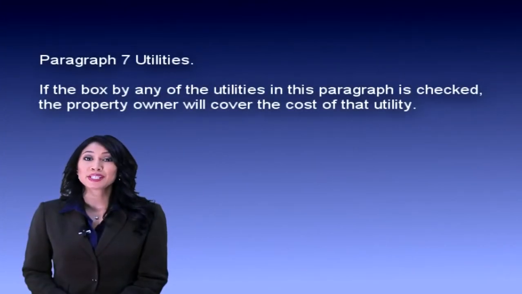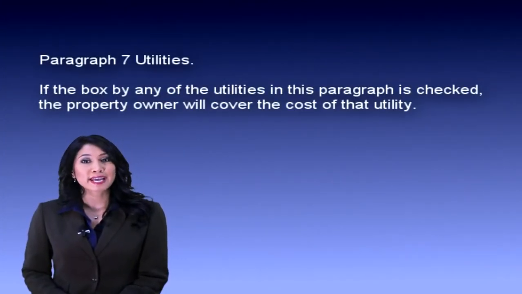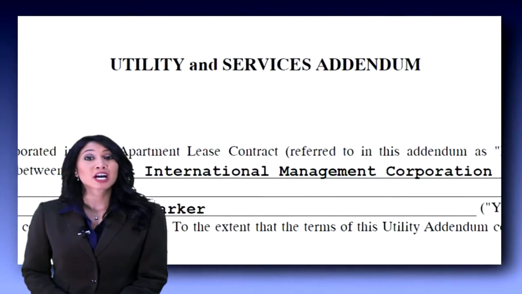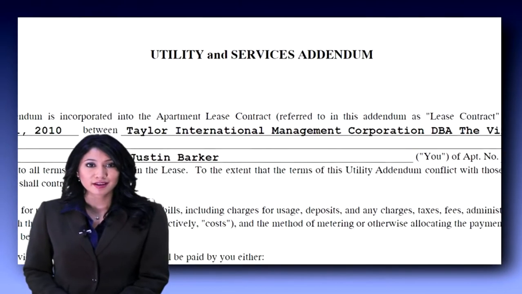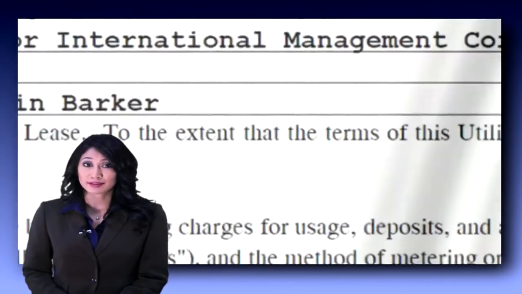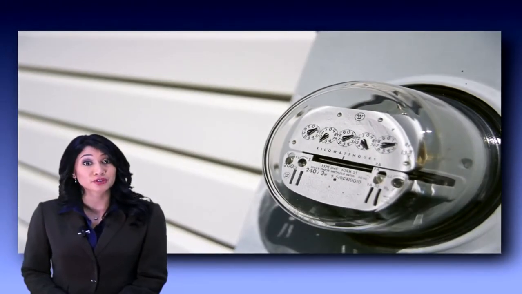Paragraph 7, Utilities. If the box by any of the utilities in this paragraph is checked, the property owner will cover the cost of that utility. You will pay for all other utilities, including deposits and charges or fees on those utilities.